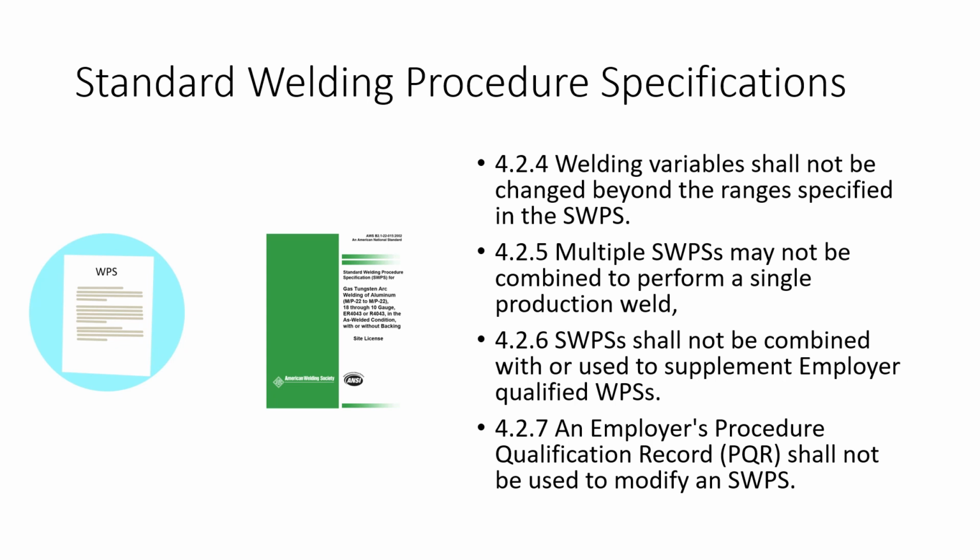I can't mix and match an SWPS with a welding procedure specification, a WPS, that I have written. I can't use one that I already have and then get one of these AWS ones and mix and match those. That's against the rules. And I can't use my own PQR to modify an SWPS. An SWPS is a standalone document. We don't mess with those.